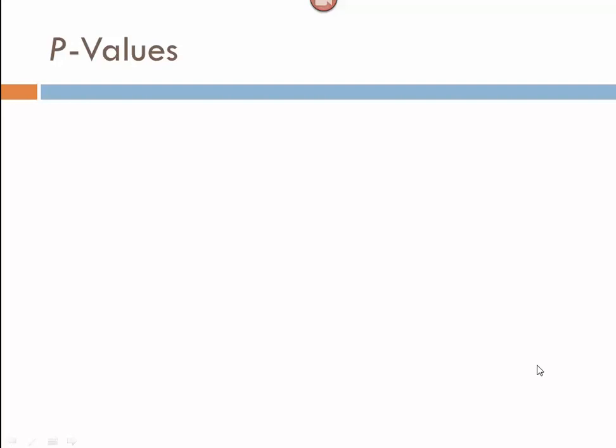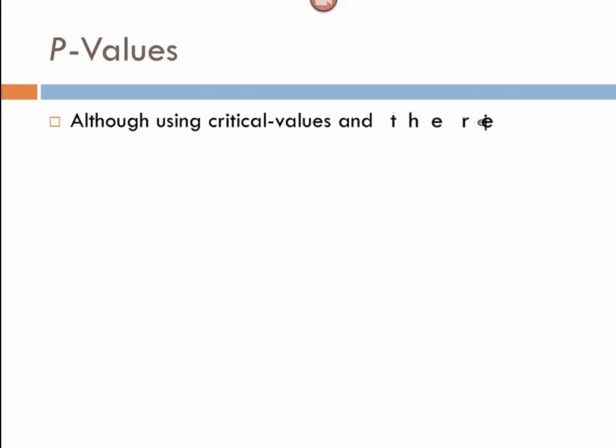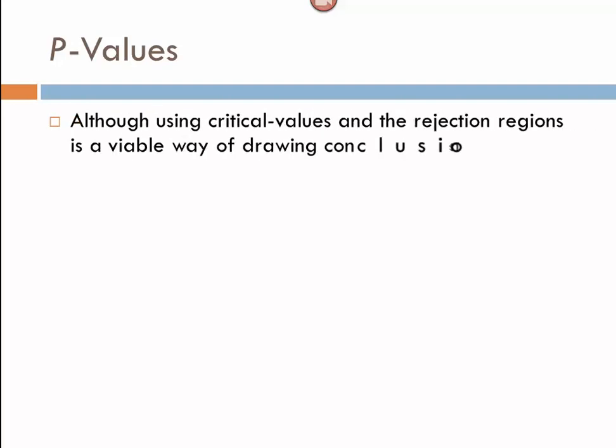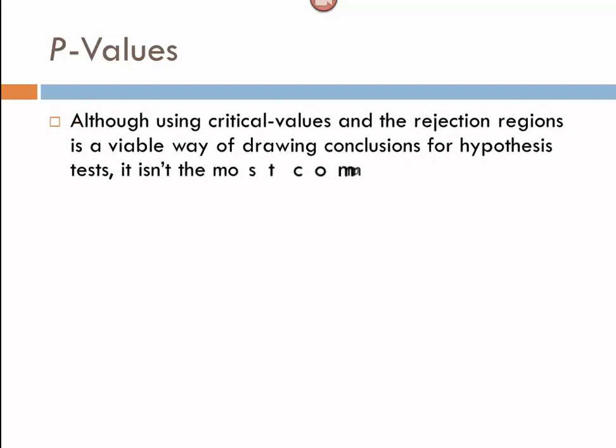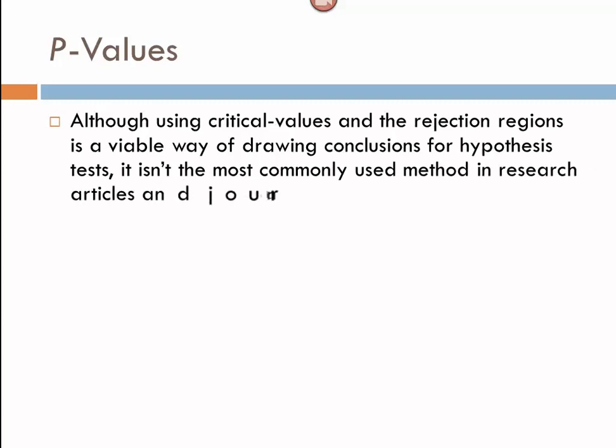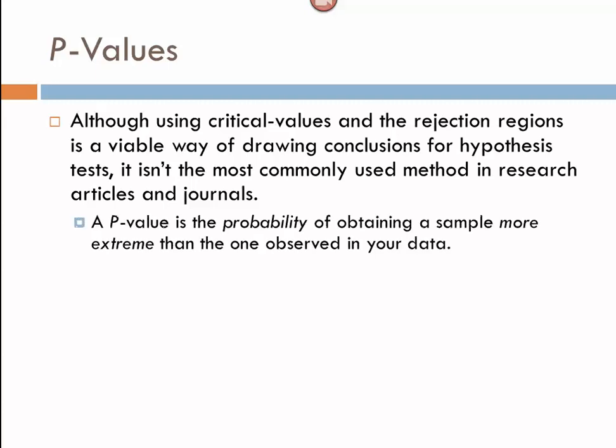Let's look at doing this from a different approach, and this is called our p-value approach. Although the critical value method is something that we look at and we are going to use on some of our homework problems, it isn't necessarily the most commonly used method in research articles and journals. The p-value, in fact, is the value that is more often used.